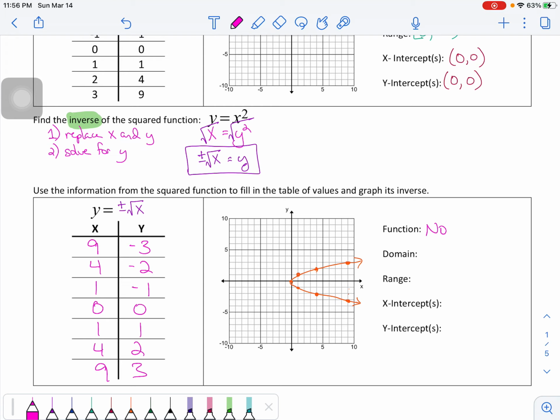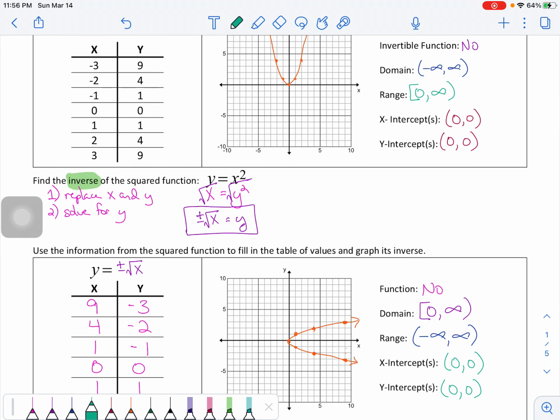Domain are your possible x values. So domain here is going to be, well, the lowest x is 0 and we go to infinity. Range, this graph is going to keep expanding up and down. So your range here is going to be negative infinity to infinity. X-intercept, still (0, 0). Y-intercept is still (0, 0).